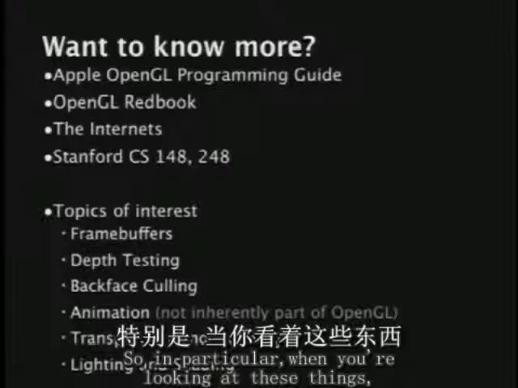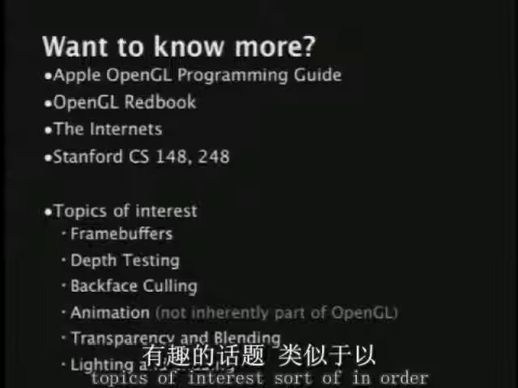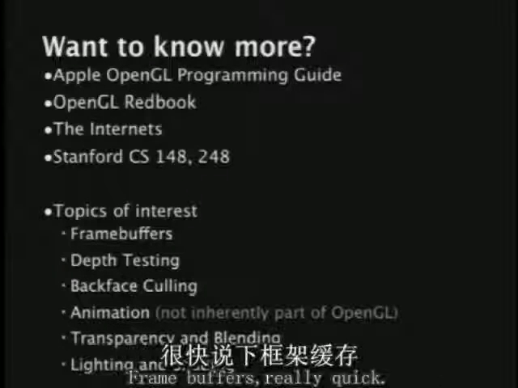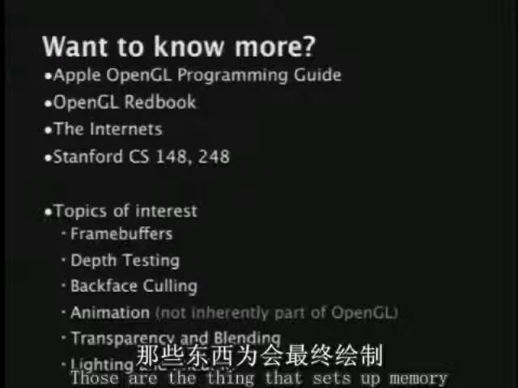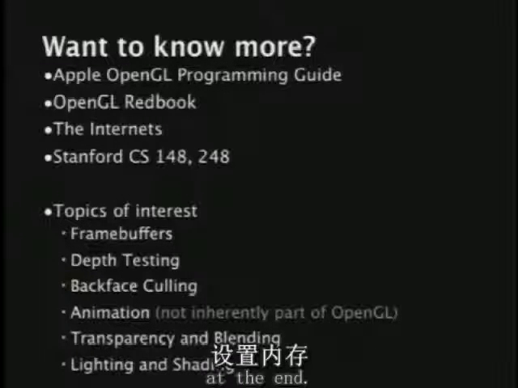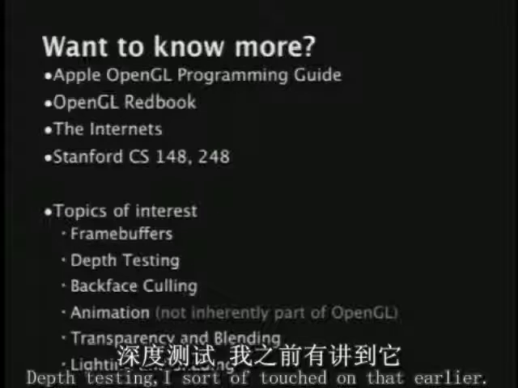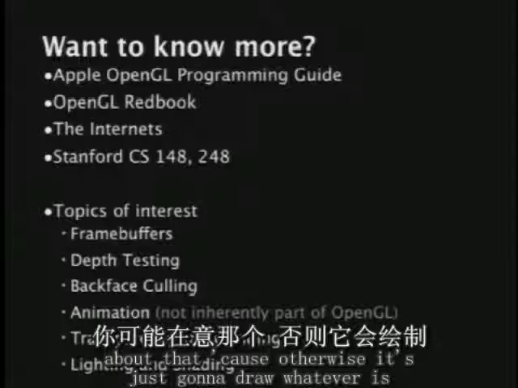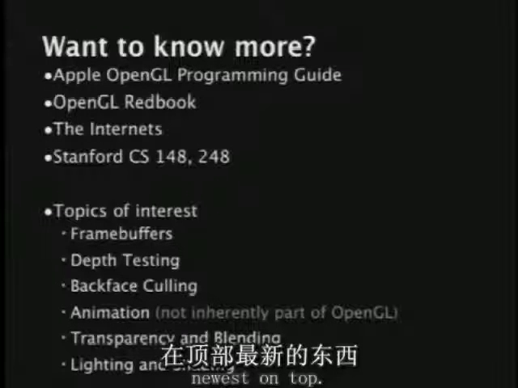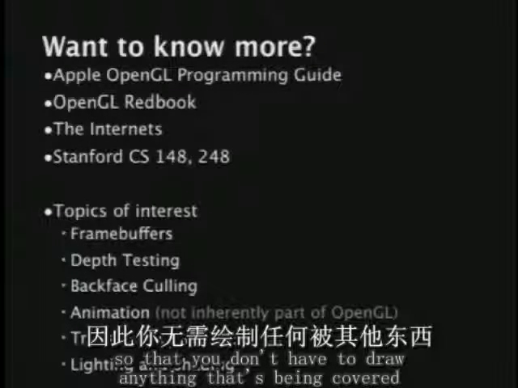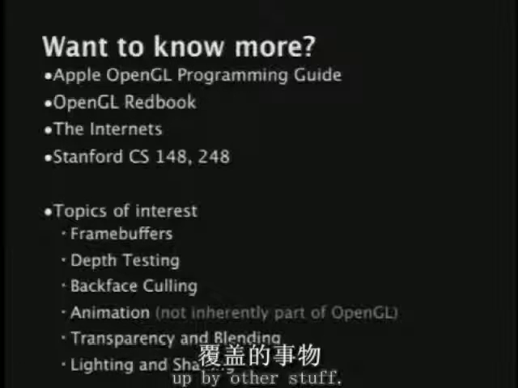So in particular, here are topics of interest, in order of when you're going to want to use them. Frame buffers, really quick, are the things that set up memory for where you're actually going to be drawing these pixels at the end. Depth testing, I touched on that earlier. If you have anything in front of anything else, you probably care about that, because otherwise it's just going to draw whatever's newest on top. Backface culling is mostly an optimization trick so that you don't have to draw anything that's being covered up by other stuff.